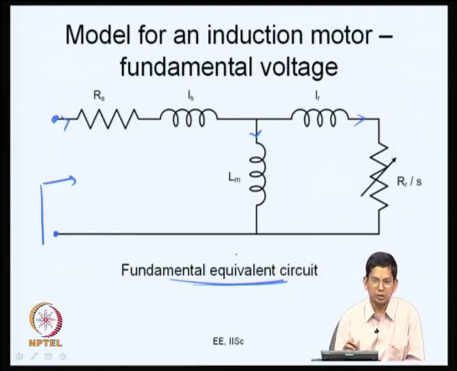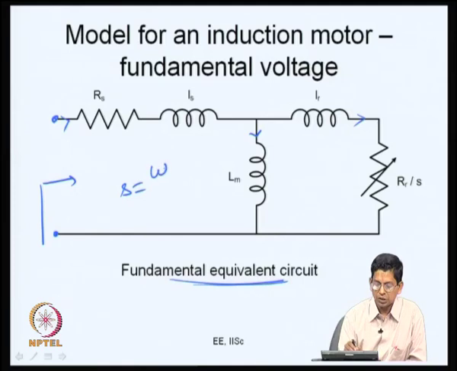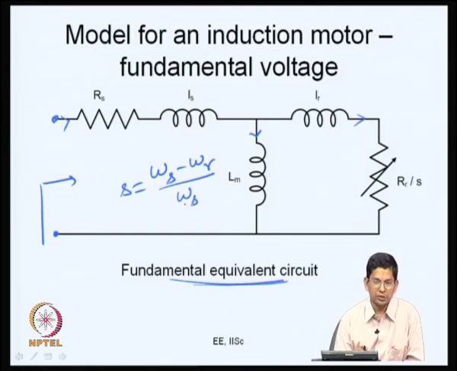The inverter voltage has fundamental as well as harmonic components. The fundamental component sees the machine as such an equivalent circuit, where the slip S is given by omega S minus omega R divided by omega S. Omega S is the synchronous frequency: if you apply a stator frequency like 50 hertz, the revolving magnetic field revolves at its synchronous speed, which is decided by the frequency of the applied voltage and the number of poles.